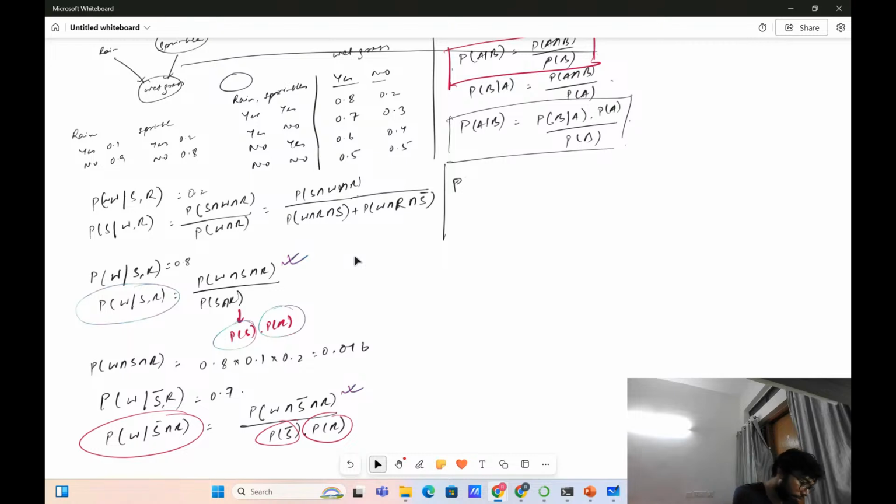We can do this. So W intersection S bar intersection R equals P of W given S bar intersection R times P of S bar times P of R. So what are the values? 0.7. P of S bar, which is not sprinkler, is 0.8 over here. 0.8 times P of R, which is 0.1. So that will come out to be 0.056.